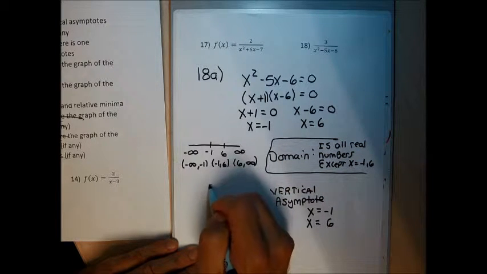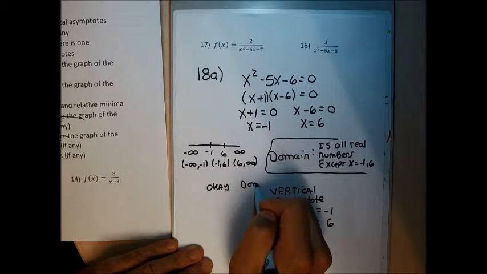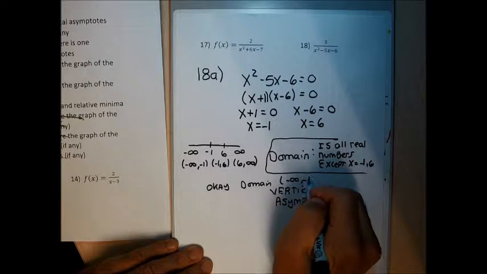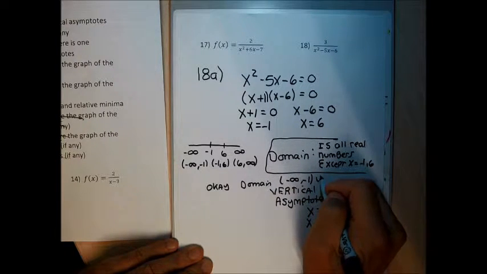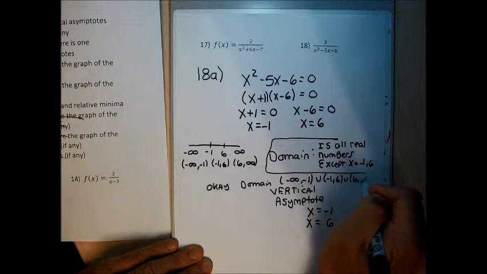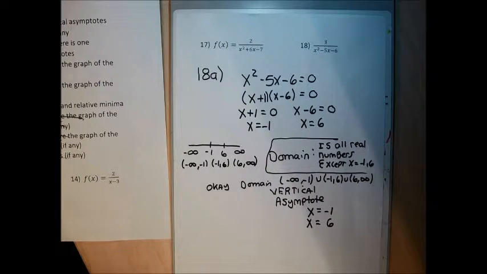But you certainly would be absolutely okay if you said the domain contains the intervals negative infinity to negative 1, and union negative 1 to 6, and union 6 to infinity. I have no problem with the interval notation. If you prefer it, that's completely fine.